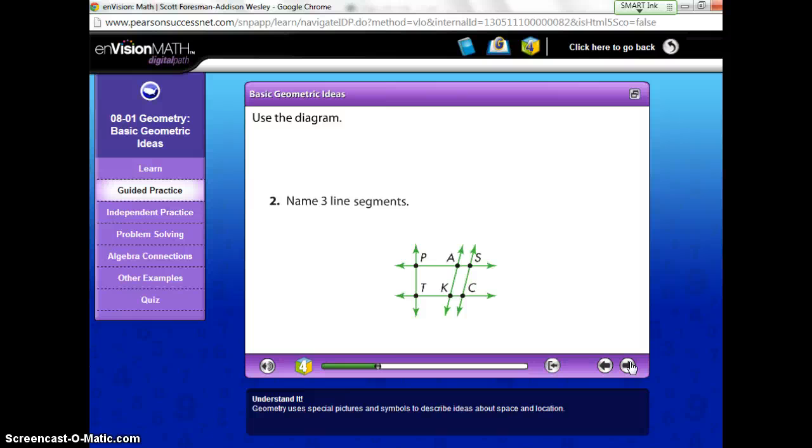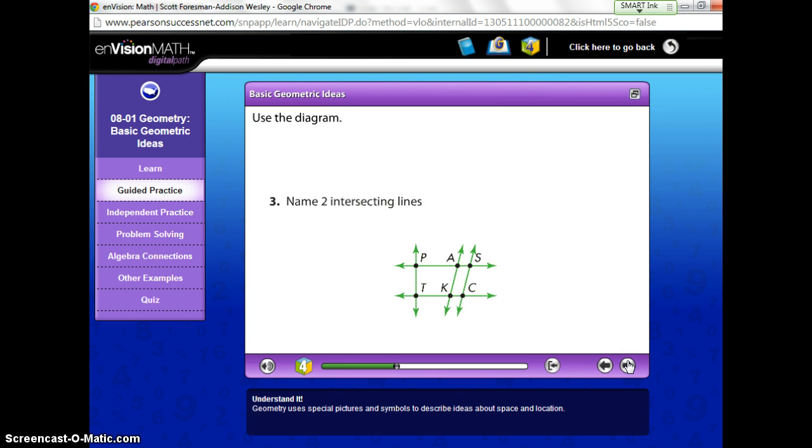There are none. These are all lines. Every single one of these are lines or rays. There is no line segment on here. Now, if I had one there, then AG would be a line segment, or GA. But that's because it doesn't go on forever in either direction.